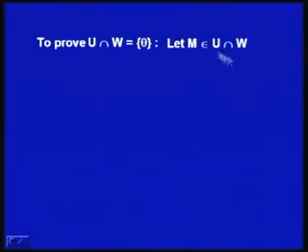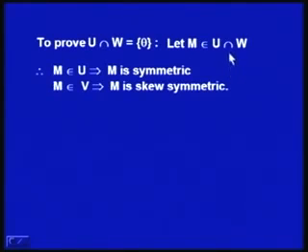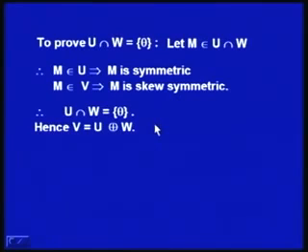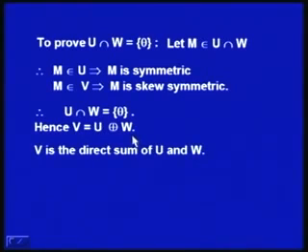Let us say M belongs to U intersection W, any matrix M belonging to U intersection W. Then M has to be a symmetric matrix because it belongs to this intersection, and M belongs to W also, so M is a skew symmetric matrix. Now, it is possible that a matrix is symmetric as well as skew symmetric only when it is the null matrix, so U intersection W is theta, and that means V is the direct sum of U plus W. This is what was to be proved.